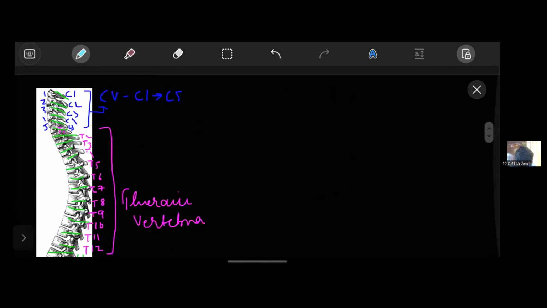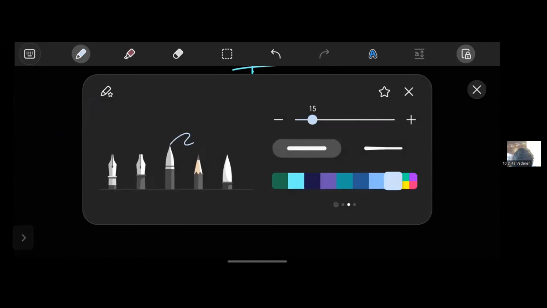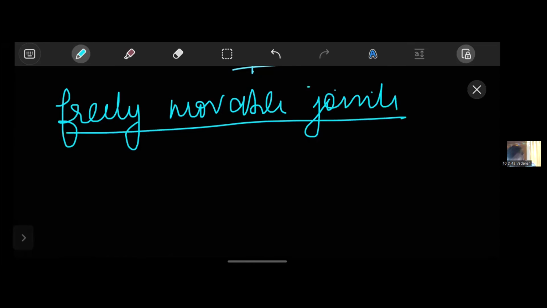Now we have the freely movable joints. Sorry for my writing, it is very bad. If you don't understand, you can just text me what is written over here and I will tell you. So, freely movable joints are of 3, 4, 5 types, I guess. Are there 5 types in your book? No, there are only 4 types in your book. The fifth type is basically a derivation.